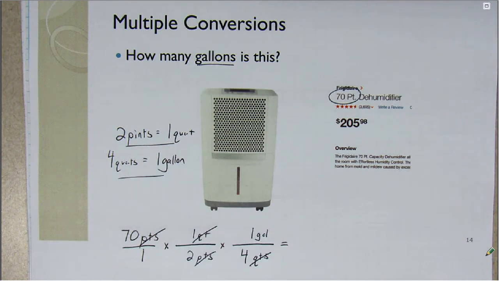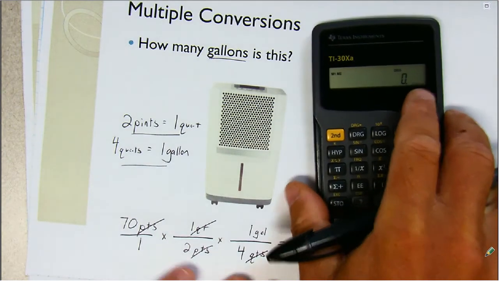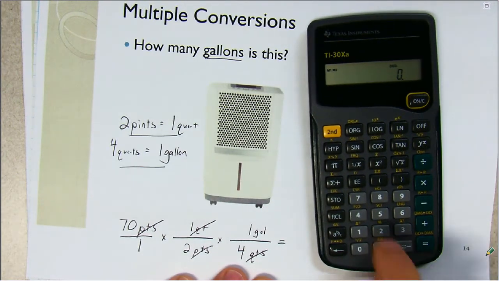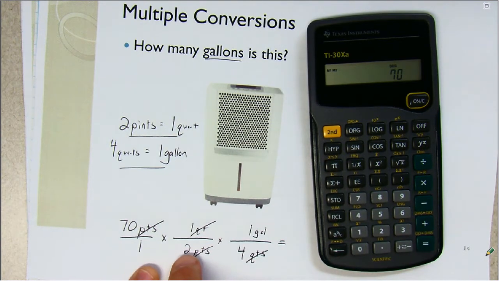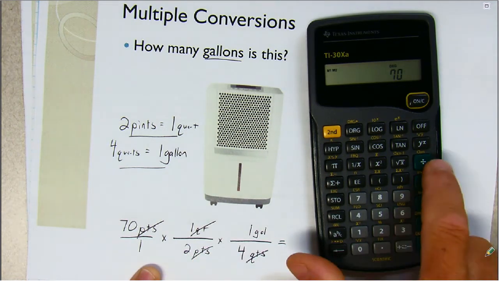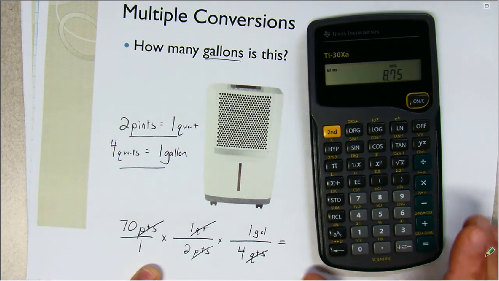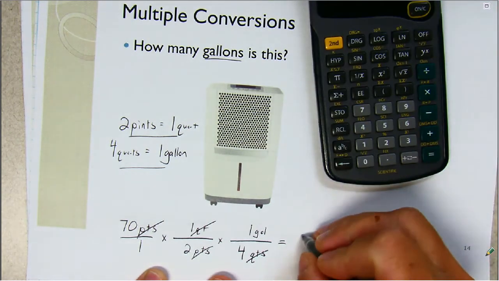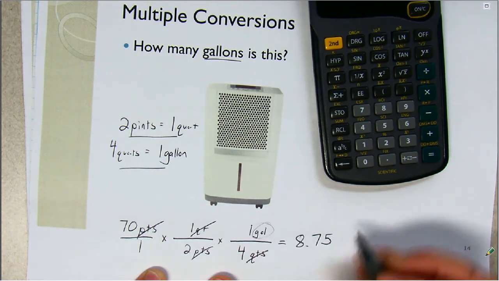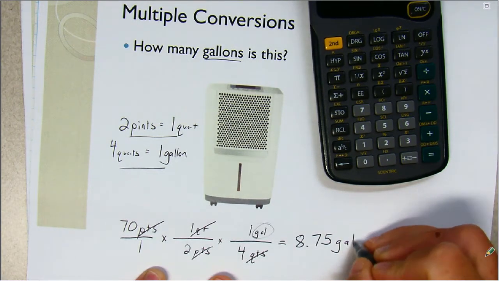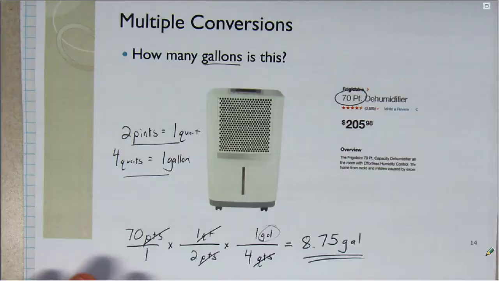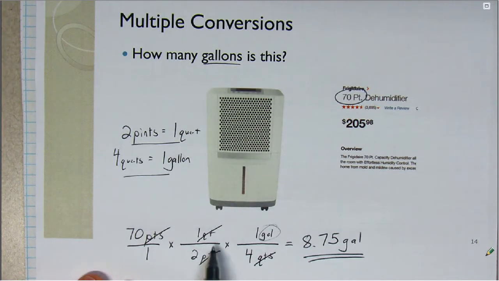So if you take your calculator, multiplying across the top, we have 70 times 1 times 1. Of course, that's 70. And then we're going to divide by the bottom. That's divided by 2 and divided by 4. Or we could just divide by 8, their product. But we'll divide by 2 and divide by 4, and that gives us 8.75. The only units that didn't cancel are gallons, and so that's 8.75 gallons. And we're done.